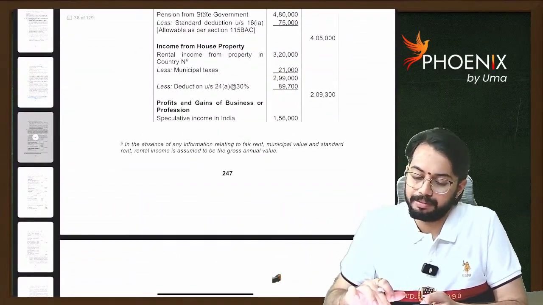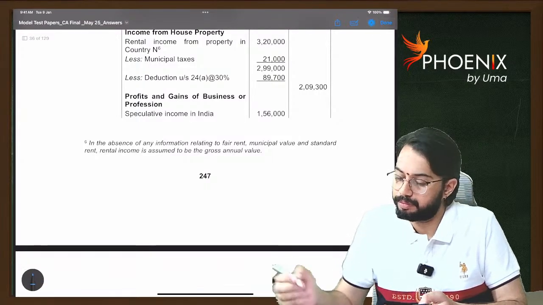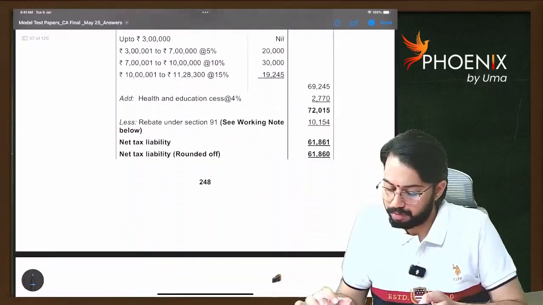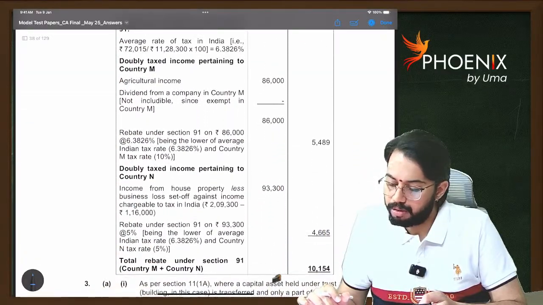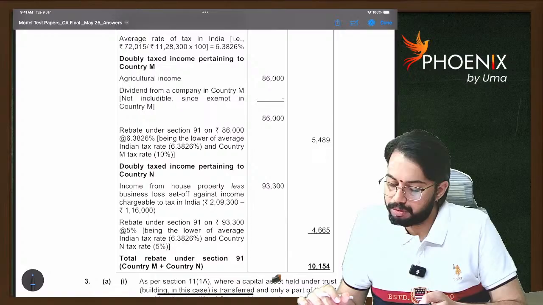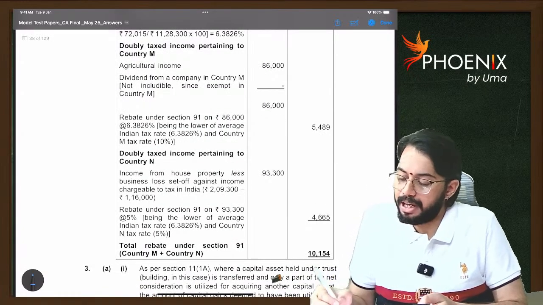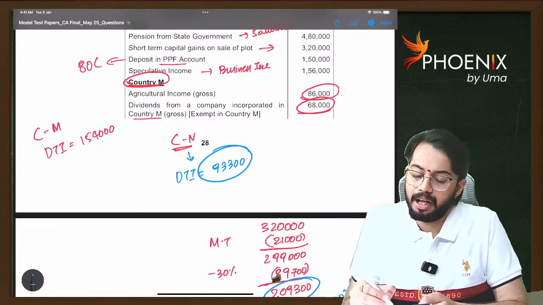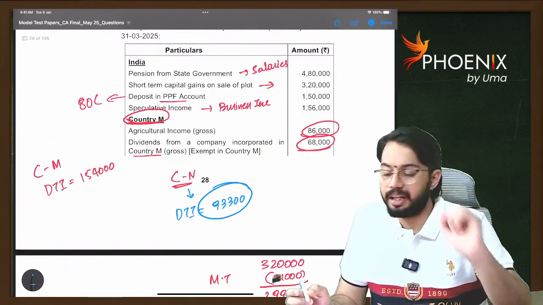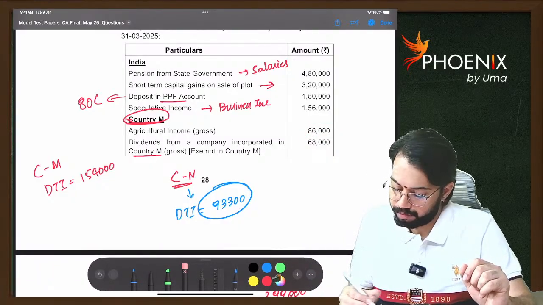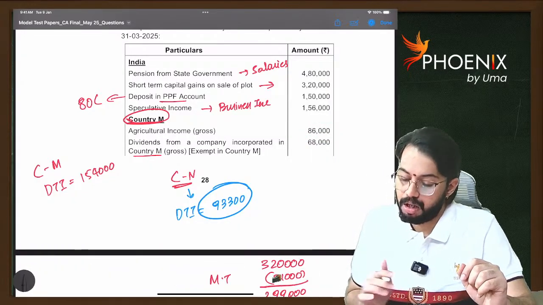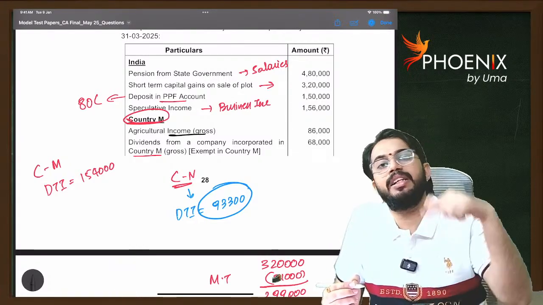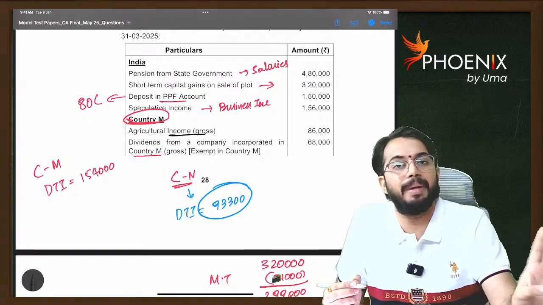So, here you can see 93,000. In country M, we did one mistake here. In country M, agricultural income is there. That is taxable in India. Agricultural income is also taxable in country M. So it is doubly taxed income.